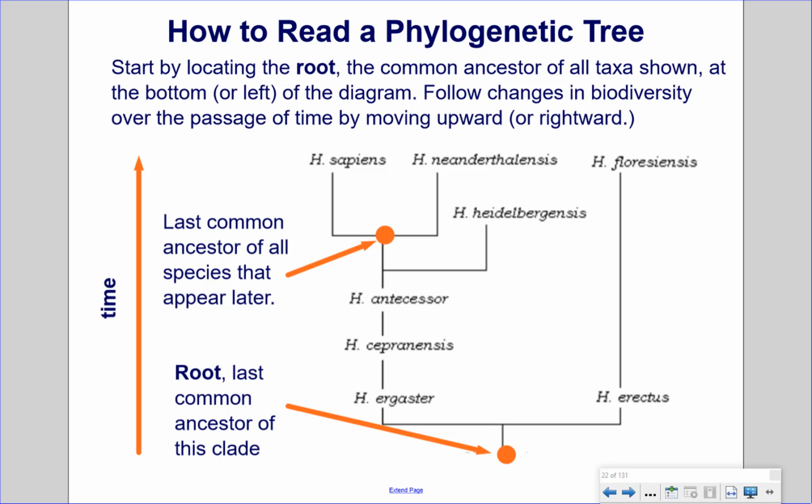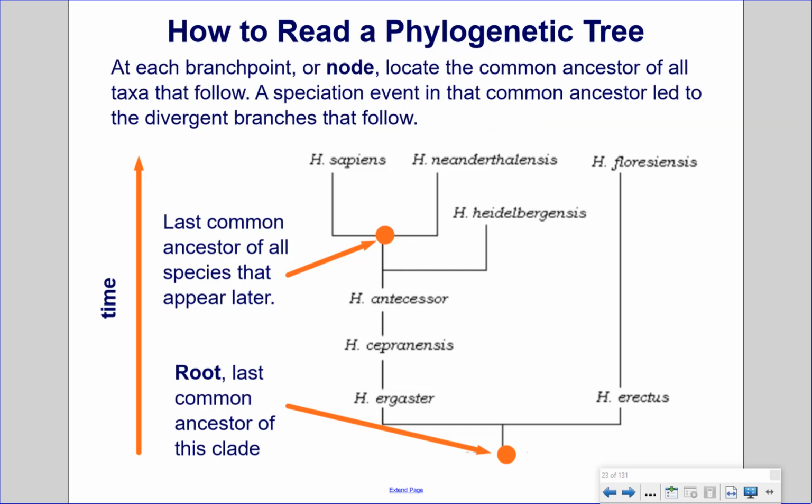As time progresses forward, going in the upward direction, we see the groups branching out. The last common ancestor of all the species that appear later is up here. That happened later in time, and then that branches out to new species that shared that common ancestor.